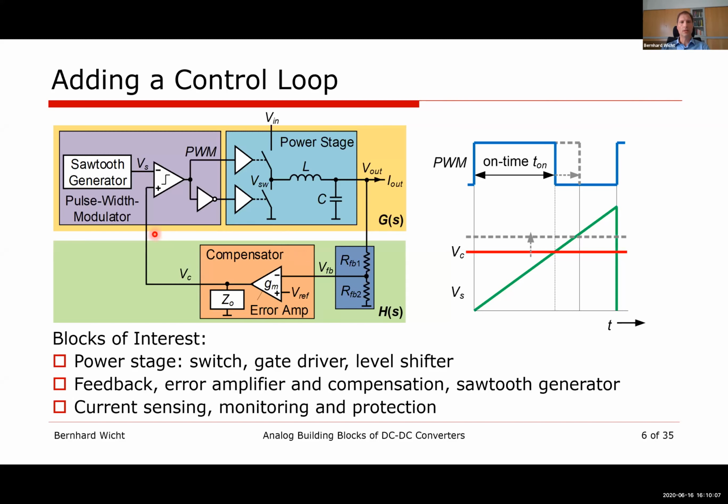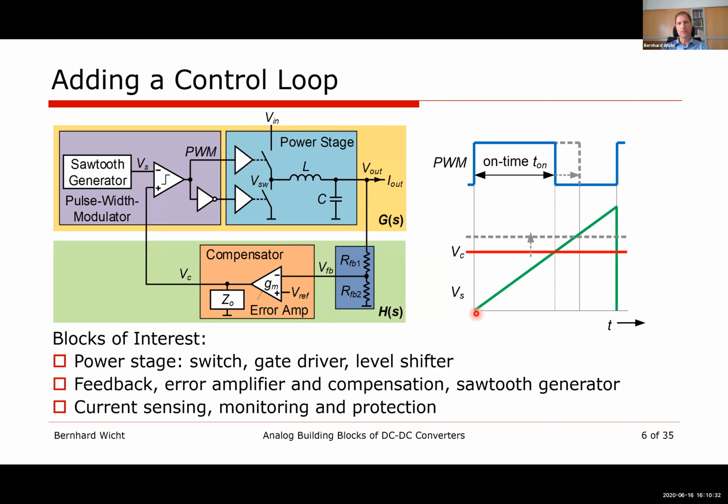And now how does the pulse width modulation work? We can see that here on the right-hand side. At each cycle of the switching operation, the PWM signal turns on the high side switch, which is this one here at the upper switch. So this way we bring energy into the system.